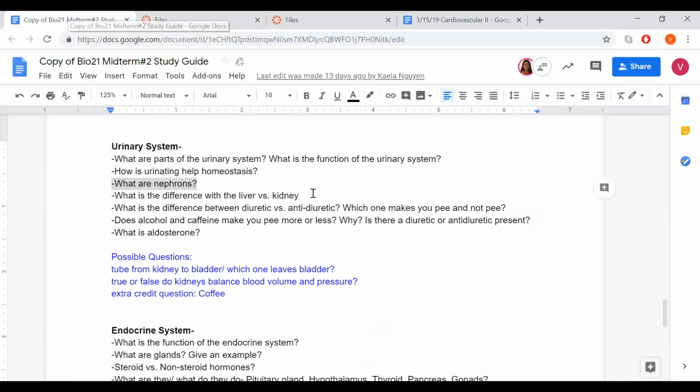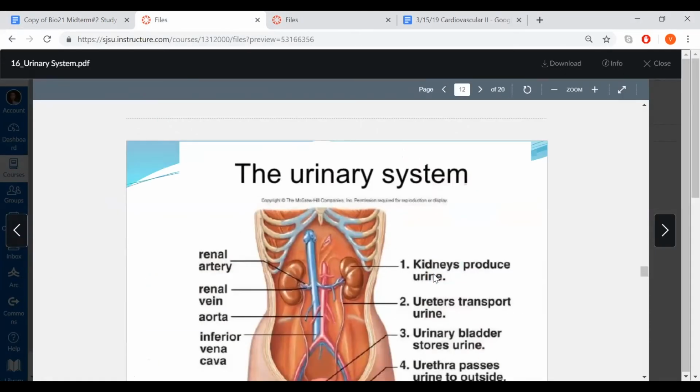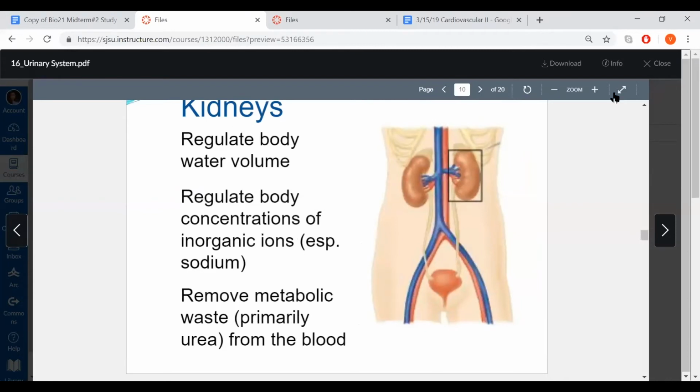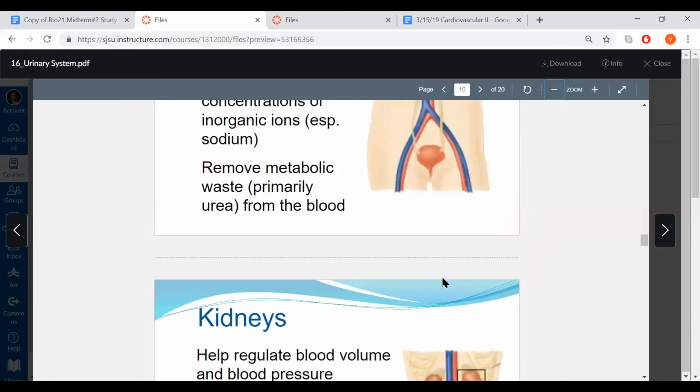Anyways, moving on to this question. What is the difference between the liver versus the kidney? Looking at her lecture, she mostly emphasized the kidneys, because there's 1, 2, 3 slides on the kidneys. So I would say more so the kidneys. I can change that on this question.